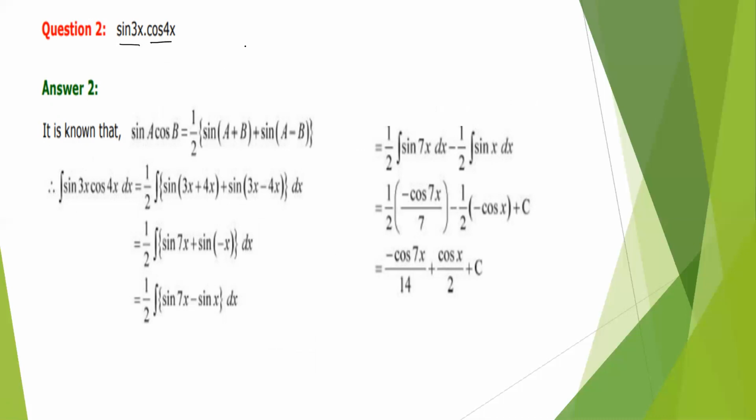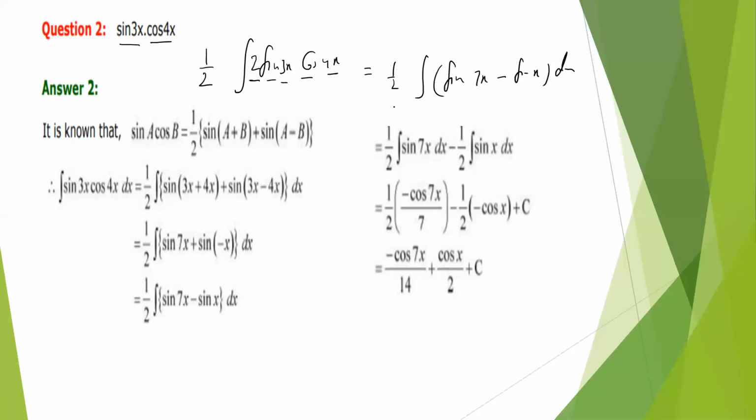Now here we can see there is a product of two trigonometric functions. So we have to remove the product. How can we remove that? sin 3x cos 4x. Multiply by 2 and divide by 2. And then use the formula 2 cos A sin B, that is sin(A plus B) minus sin(A minus B). Now easily you can integrate this. What is the integration of sin? Minus cos 7x by 7, and here it is plus cos x.